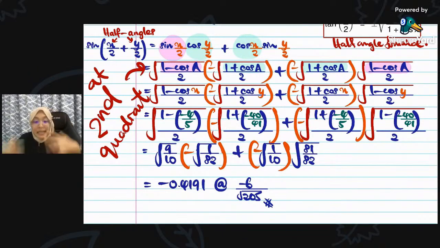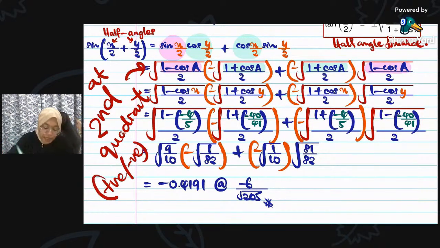Formula ni, positive and negative sign dipilih mengikut kehendak soalan yang meminta kita lukis bahawa dia adalah second quadrant.